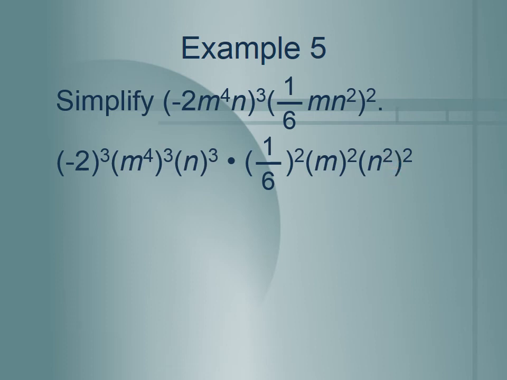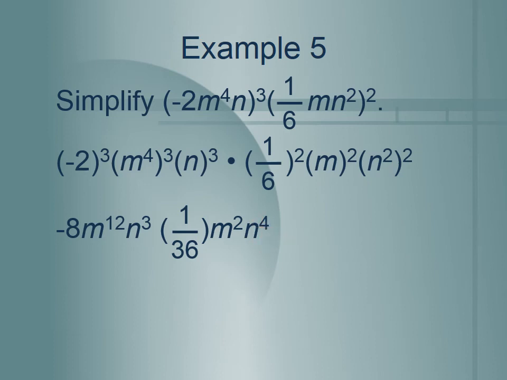Okay, now that I've done that, let's go ahead and do the power property, right? So -2 cubed is -2 times -2 times -2, which is -8. And then m to the 4th to the 3rd, well, remember, this is 4 times 3, so I've got m to the 12th. And then n cubed is just n to the 3rd. And then 1/6 squared is 1/6 times 1/6, which is 1 over 36. And then I've got m to the 2nd power, which is m squared. And then n squared squared, so remember we multiply those, so 2 times 2 is 4. So I have n to the 4th.